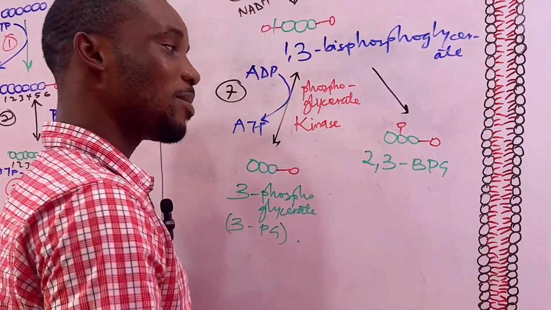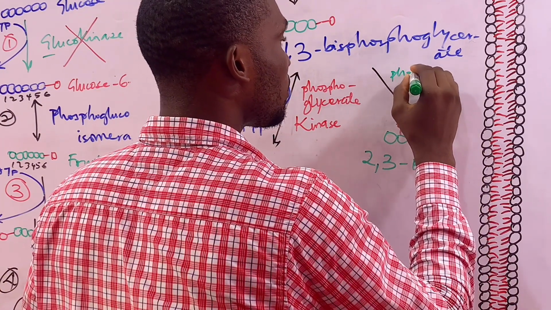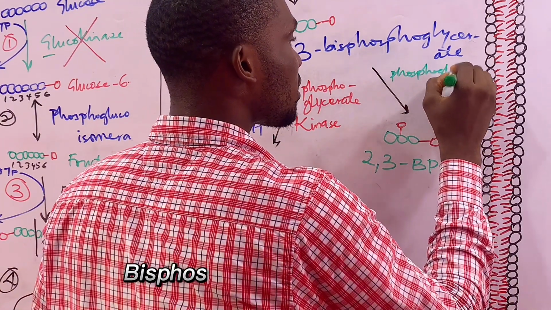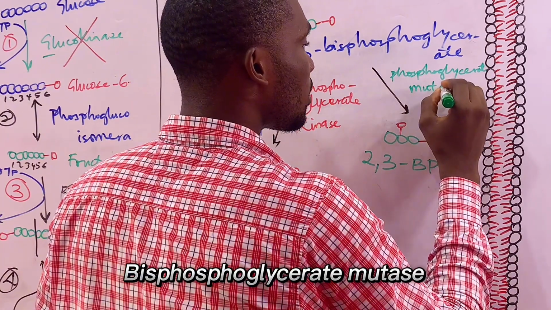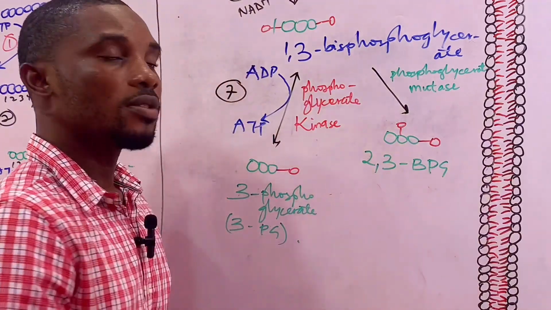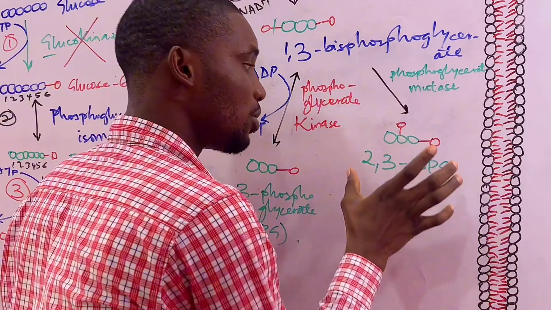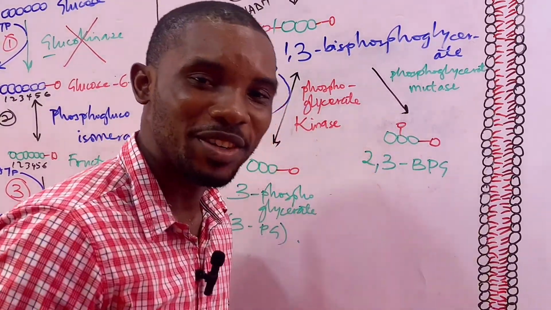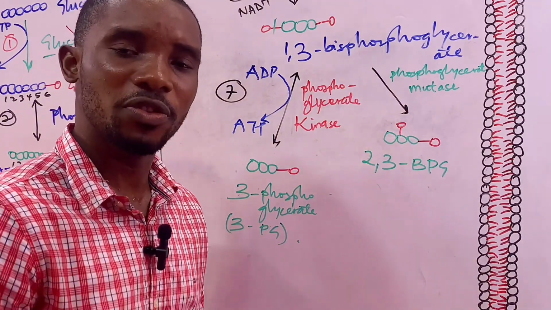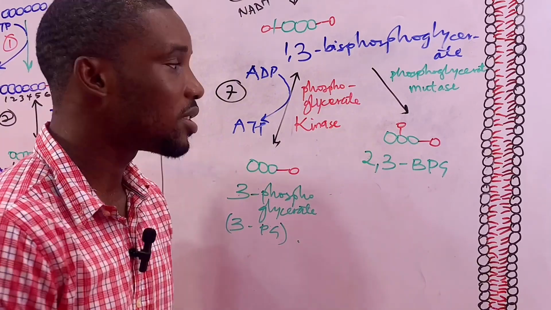2,3-BPG. All right, so the enzyme is what? A mutase. That's correct. So we have our phosphoglycerate mutase. You can say bisphosphoglycerate mutase. Okay. So this converts into 2,3-bisphosphoglycerate. Why do we need to convert it to 2,3-bisphosphoglycerate? Why can't we just go straight and form our ATP and pyruvate?